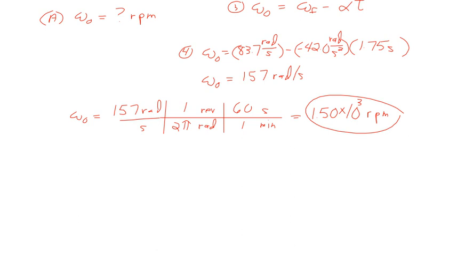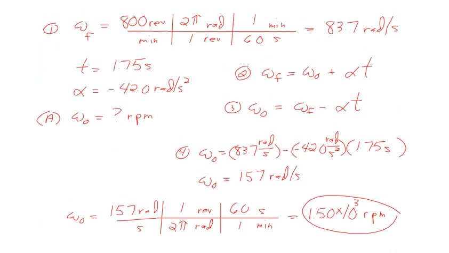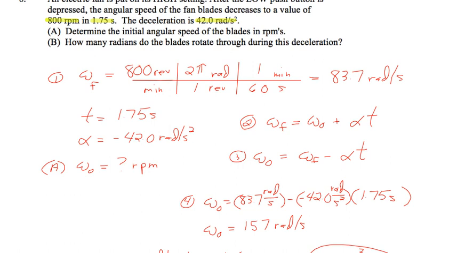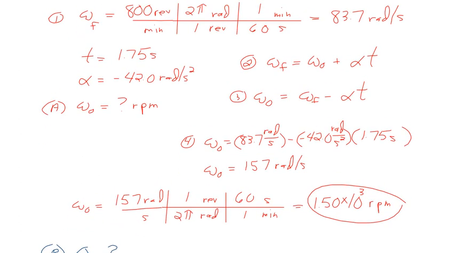Right, so for part B, the unknown is theta, and let's see what units they want it in. It says up here, how many radians do the blades rotate through during this deceleration? So I want my answers to be in radians and radians per second squared. So we're solving for theta, and I'm going to use the original facts.